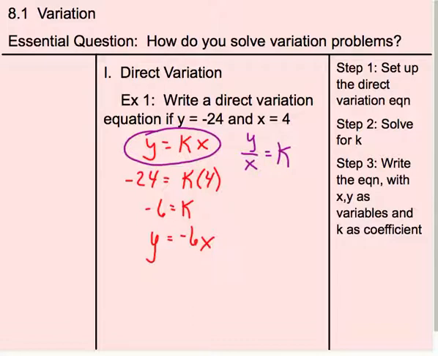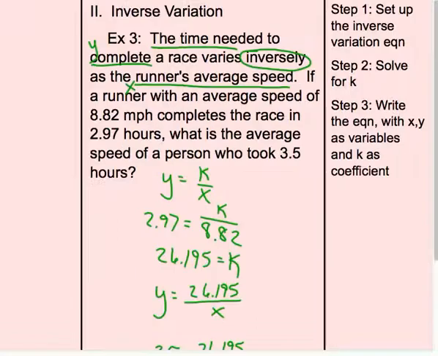So when you look at a table of values, if the quotient, y over x, is constant, always the same, we have a constant of variation for a direct variation equation. Looking at the inverse variation, when we solve this equation for k, we multiplied both sides by x. So if the product of the two terms in the table is always the same, we have a constant of variation for an inverse variation question.